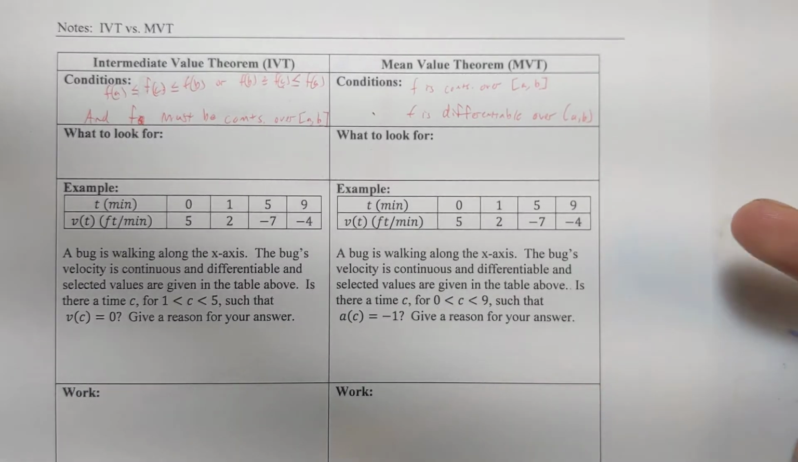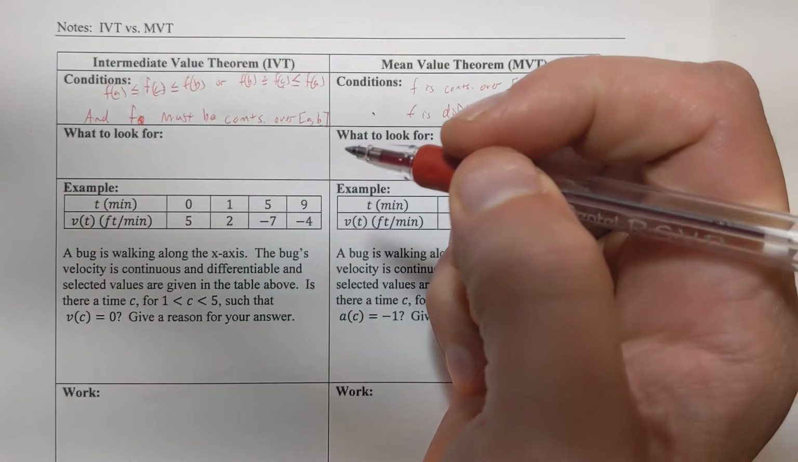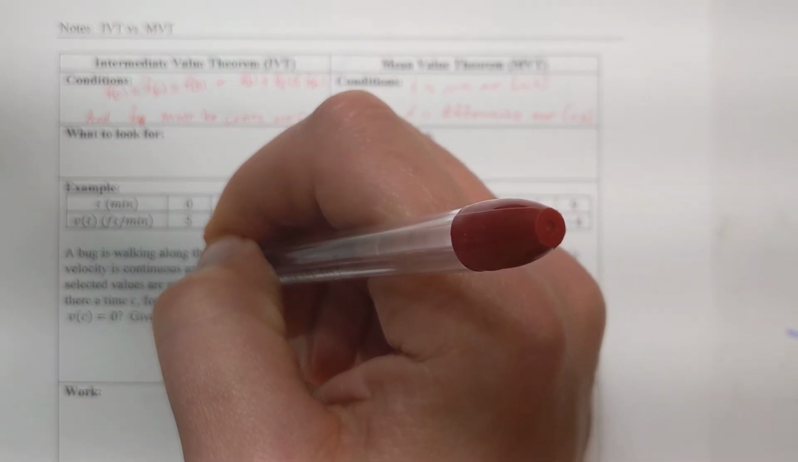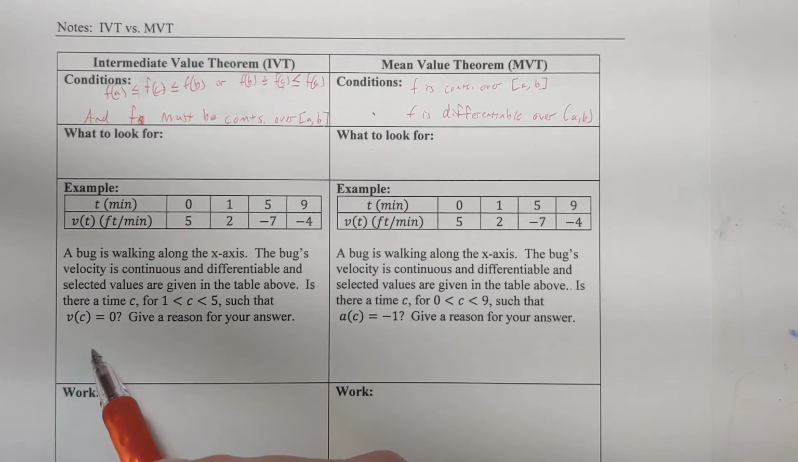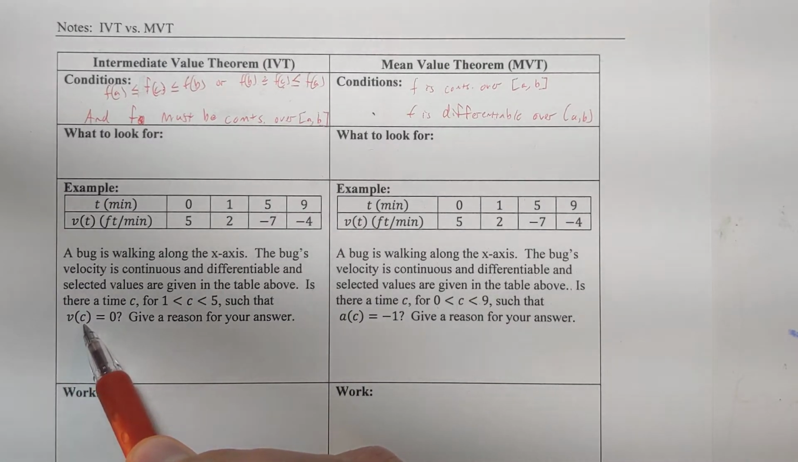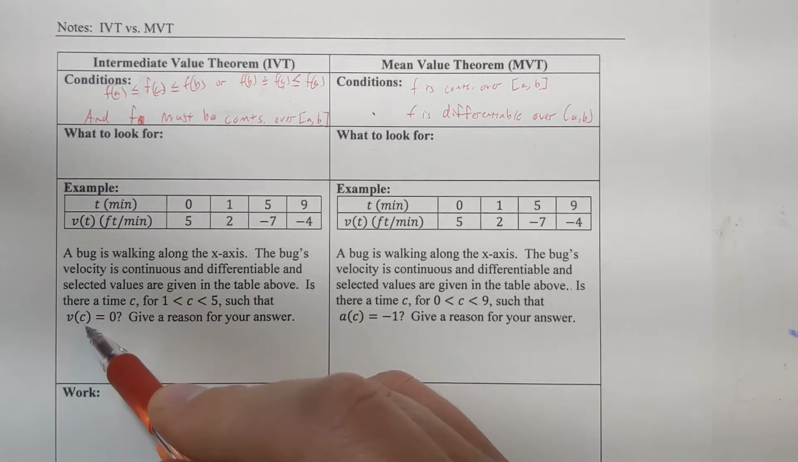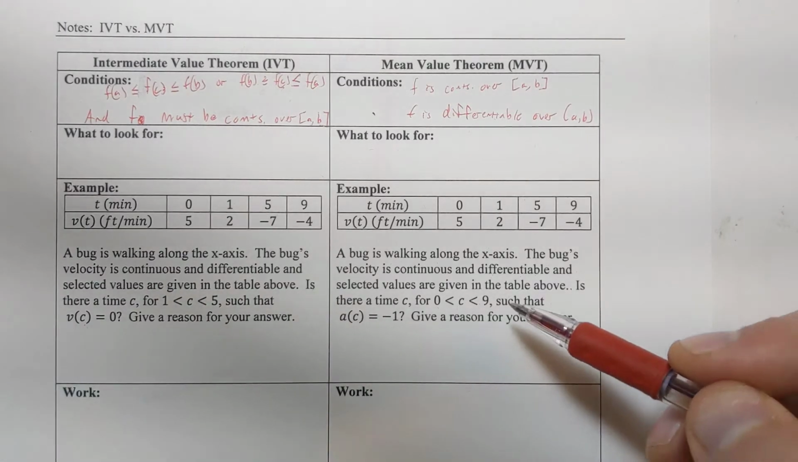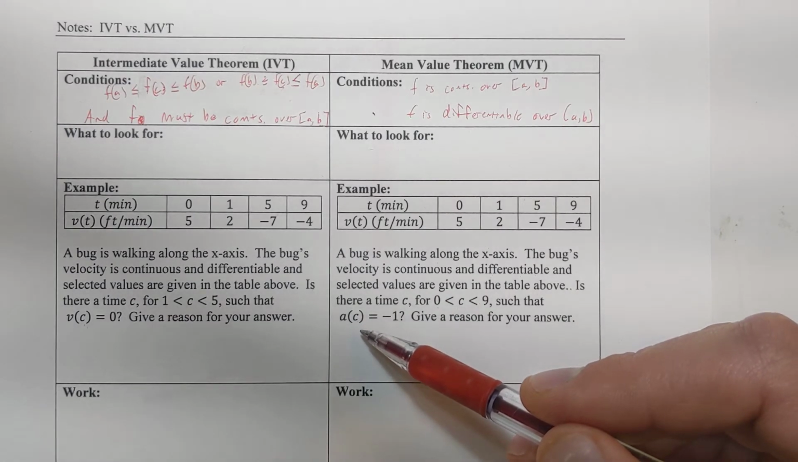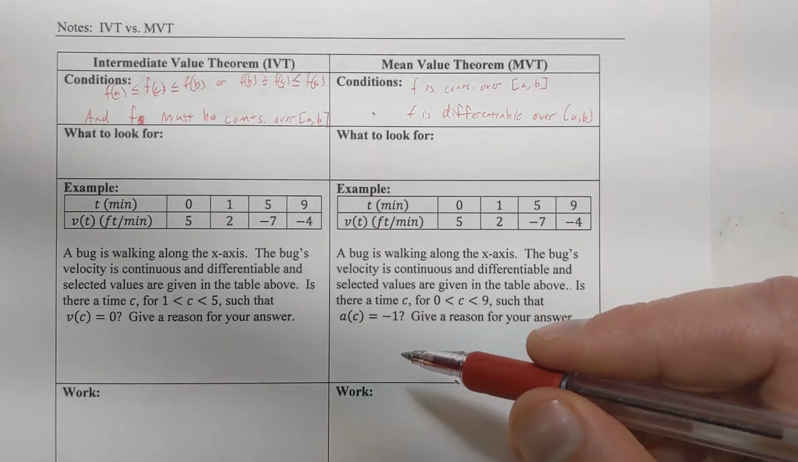So how can we tell which one's which? Well, there's actually a key to it. Here we're given the velocity and they're asking us to find when the velocity is 0. Over here, we're given the velocity, and they're asking us, is there a time when the acceleration, or the derivative, is a certain value?